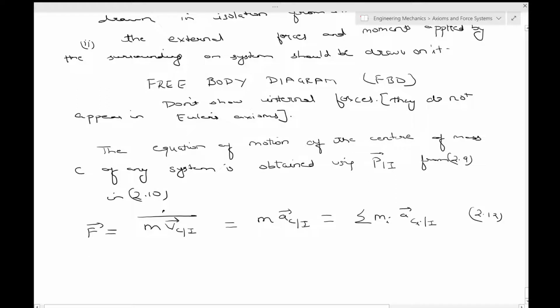Now this vector equation can be written into scalar equations depending on which frame you are working. So, sorry, in which Cartesian coordinate system you are working. So if you are in the Cartesian system, F_x would be equal to m x_C double dot, where x_C is the x coordinate of the center of mass, F_y is equal to m y_C double dot, and F_z is equal to m z_C double dot.